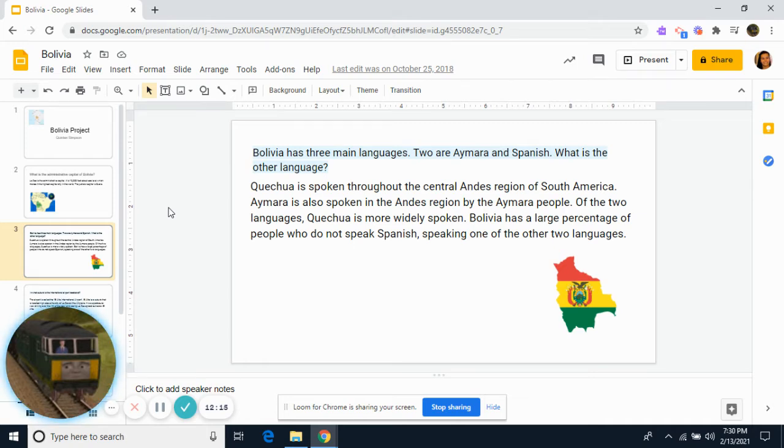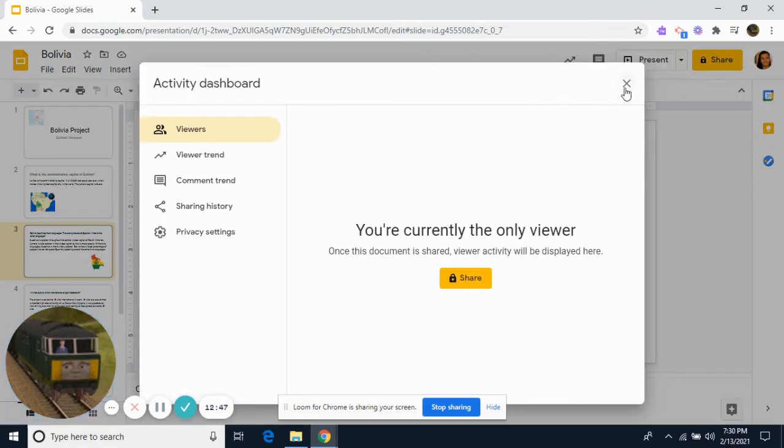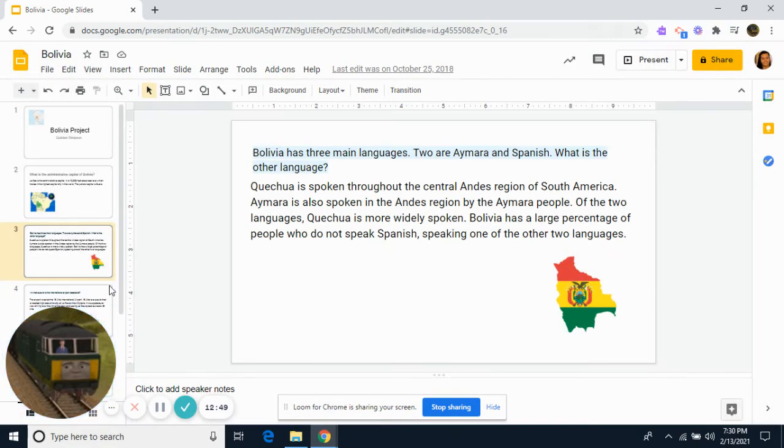Bolivia has 3 main languages. 2 are Aymara and Spanish. What is the other language? Quechua is spoken throughout the Central Andes region of South America. Aymara is also spoken in the Andes region by the Aymara people. Of the 2 languages, Quechua is more widely spoken. Bolivia has a large percentage of people who do not speak Spanish, speaking one of the other 2 languages.